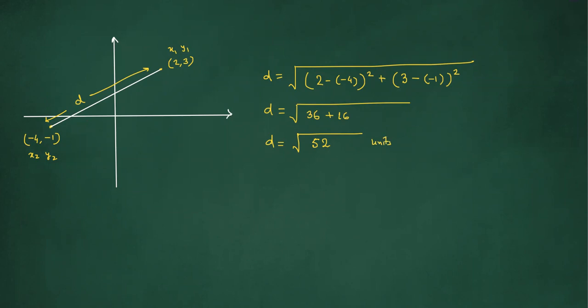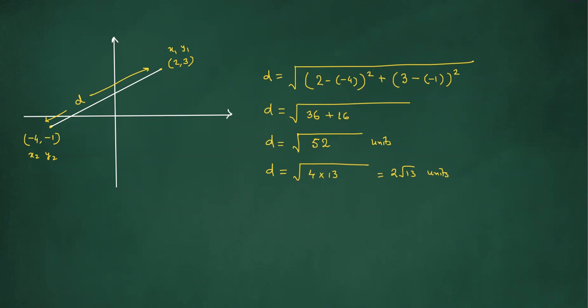You can write this in a better manner. As you know, 52 is nothing but 13 times 4. So 4 into 13, so this 4 will come out. So this is going to be 2 root 13. 2 root 13 units is going to be the distance between these two points, that is (2, 3) and (-4, -1). I hope this is absolutely clear and it is very easy as well.